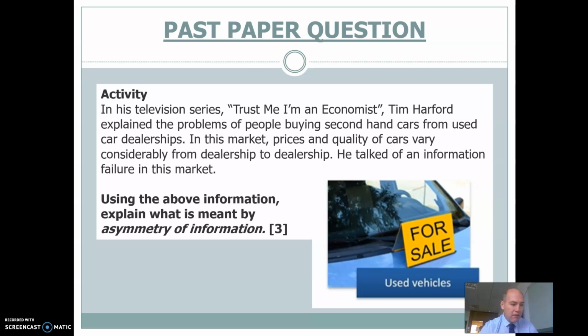You're going to finish off having a look at this past paper question. Have a look at the question. Using the above information, you must use it. Explain what is meant by asymmetry of information. This is all about buying second-hand cars from car dealerships. Make sure that you explain the term. Make sure that you use the data effectively, and what is the likely outcome in this situation.